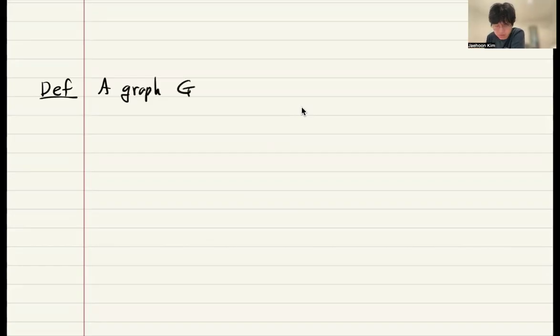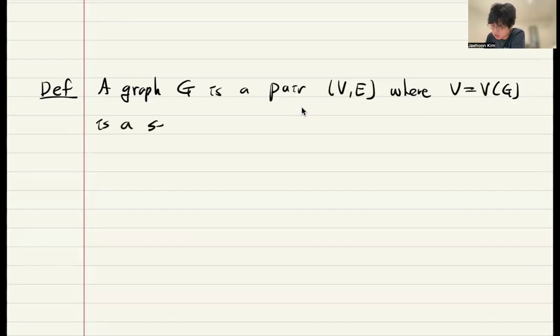We say that a graph is G. Usually we denote it as G, the first letter of graph. This is mathematically a pair (V, E), where V, usually denoted V of G, is a set of vertices. So we call them vertices. These are the dots that we saw before. We call each dot a vertex.